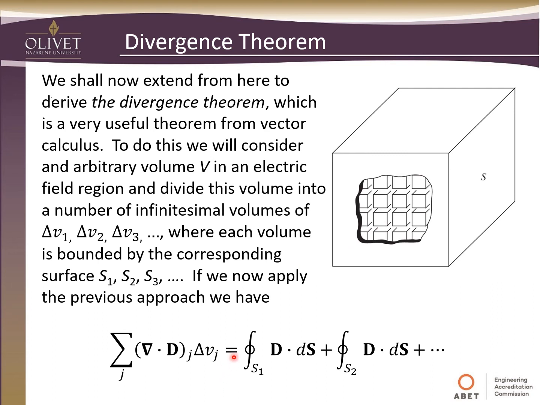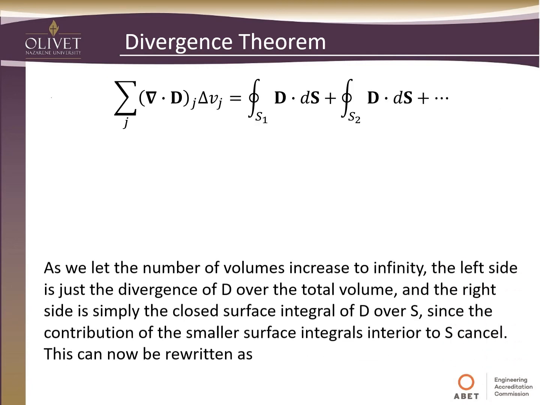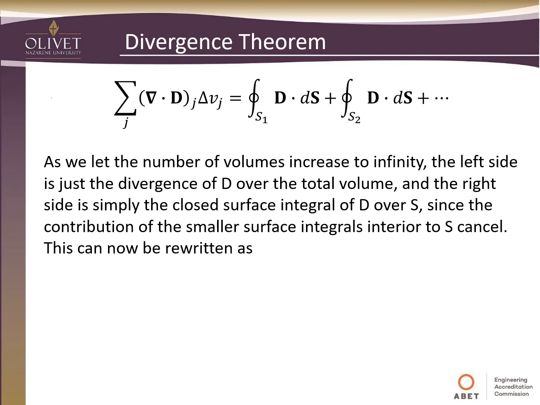And we're saying, well, we can take those separately. We can also integrate all these separately and say that the flux through the surface of each of these small volumes, added up, should still hold. They should still be equal. So here, as we let the number of volumes increase to infinity and shrink down, the left side is just the divergence of D over the total volume, and the right side is simply the closed surface integral of D over S.